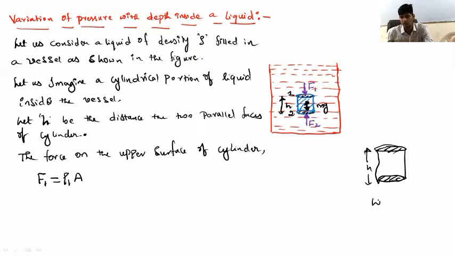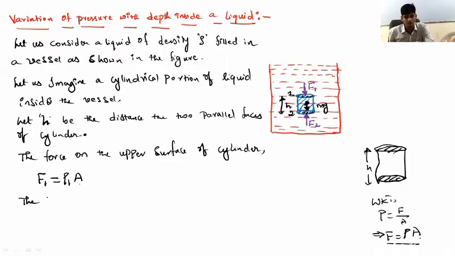We know that pressure is equal to normal force per unit area. This implies normal force F is equal to pressure into area. Let us suppose the pressure of the liquid at point 1 is P1 and the area of this surface is A, right? So what is the force on the upper surface of the cylinder? F1 is equal to P1 into A. We know F is equal to P into A.